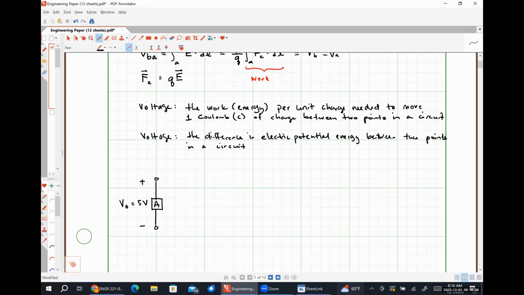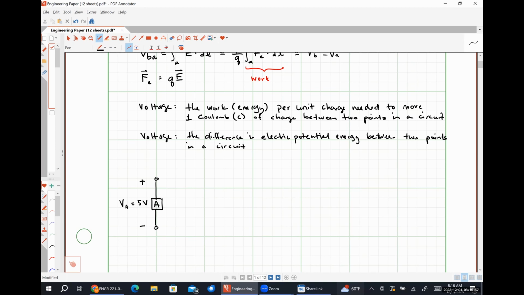So if we have an AA battery in our hand, the positive polarity terminal, which is indicated by a plus sign on the battery, is 1.5 volts higher in electric potential than the negative polarity terminal that is usually indicated by a minus sign.